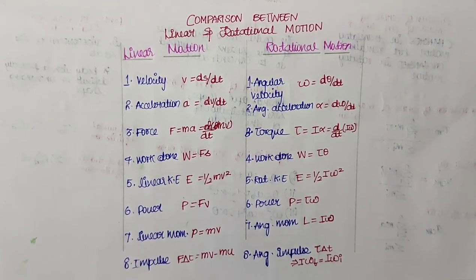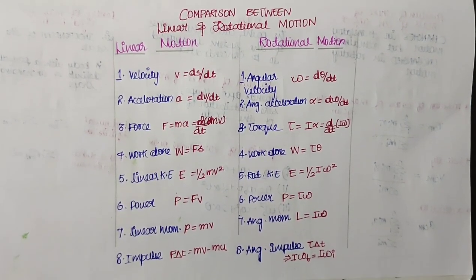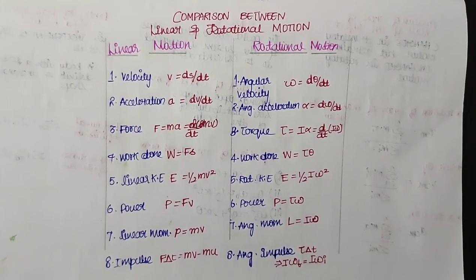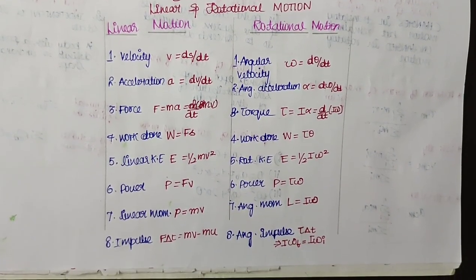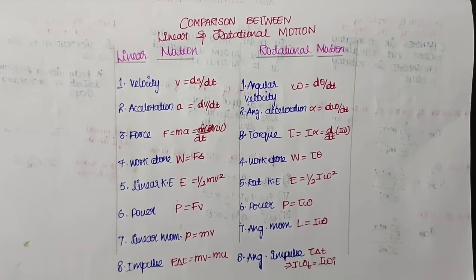Hi everyone, in the previous video we talked about the important formulas from the topic center of mass, and also discussed the theorems of moment of inertia and some constant formulas for some defined shaped bodies. Now we will be talking about the comparison between linear and rotational motion.